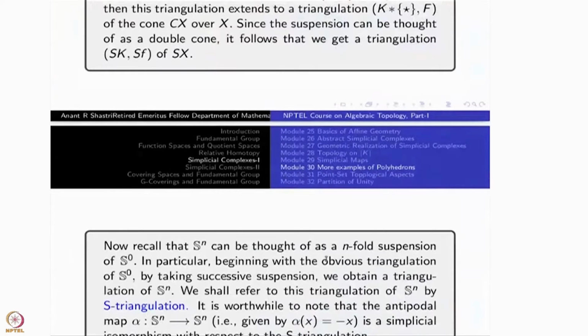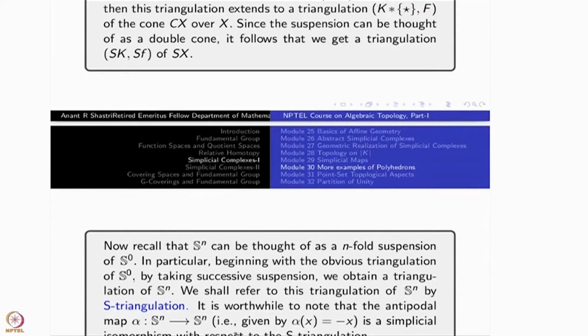Recall that S^n can be thought of as the n-fold suspension of S^0. In particular, beginning with the obvious triangulation of S^0. What is it? Just 2 points, that's all. Vertex set, a zero-dimensional simplicial complex. Okay. By taking successive suspensions, we get a triangulation of S^n.